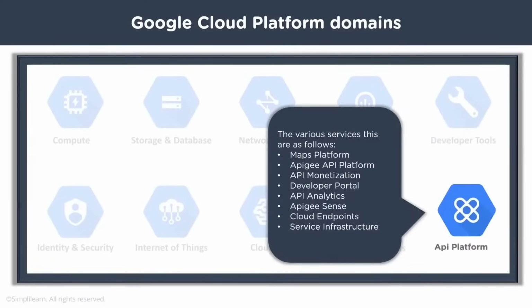If you would be interested in services related to API platform, then there are different services under this category or domain. You have Maps Platform, Apigee API Platform, monetization, developer portal, API analytics, Apigee Sense, Cloud Endpoints, and service infrastructure. So these are some of the listing of services under each cloud platform domain.